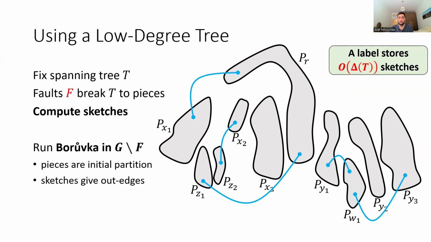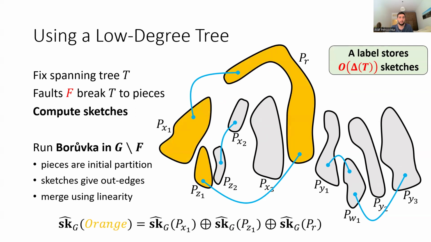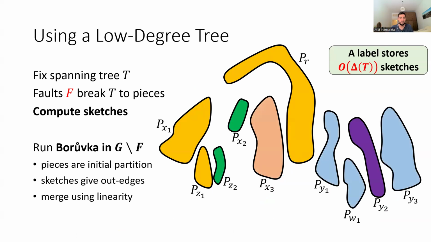And these found outgoing edges connect between the different pieces, and our goal now is to merge the pieces along them. In order to implement the merges, we again exploit the linearity of sketches. For example, we see that these three orange components need to be merged together, and we want to get a sketch for the new merged piece. We can do so simply by XORing the sketches of the pieces that are forming it. After these merges, we get a new partition, which is a coarsening of the original partition, denoted here by the colors.